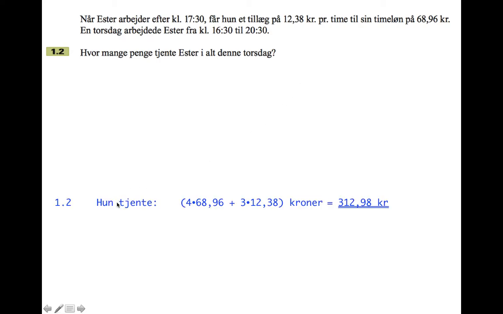So I've written she earned, 4 hours. She worked 4 hours in total from 16:30 to 20:30. So 4 times 68.96. But then 3 of those hours were at the bonus rate. So for 3 of those 4 hours, she got an extra 12.38. So I've written that as the 4 hours at the regular rate plus an extra 12.38 for each of the 3 hours. And that all comes to 312.98.